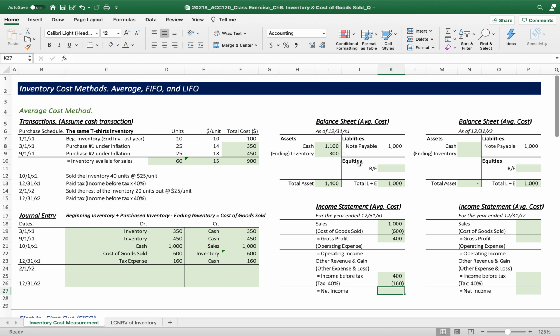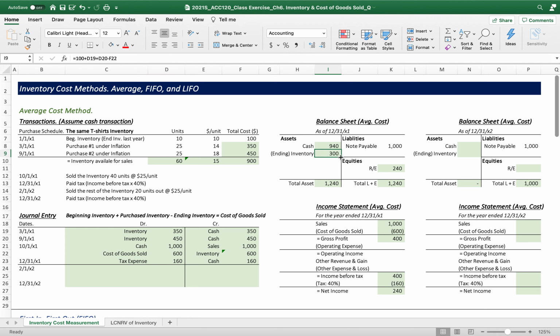And then cash decreased by this tax expense 160, right? So the net income is 400 minus 160 should be also retained in the retained earnings. So we balanced out. So the cash total balance at the end of year 1 is 940, and then ending inventory is 300. This ending inventory is 300.